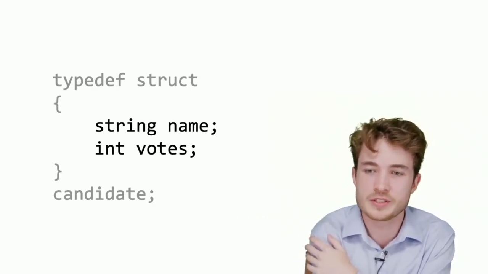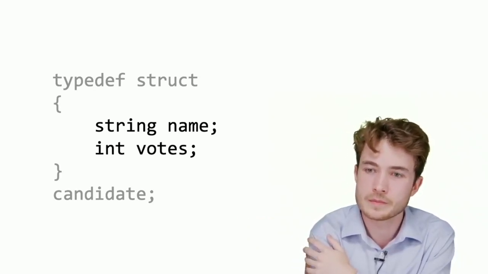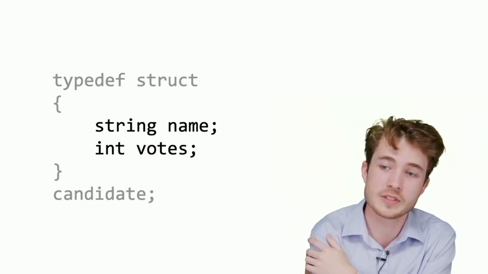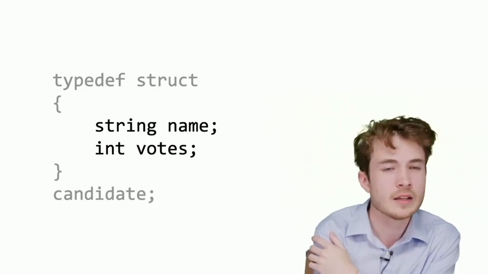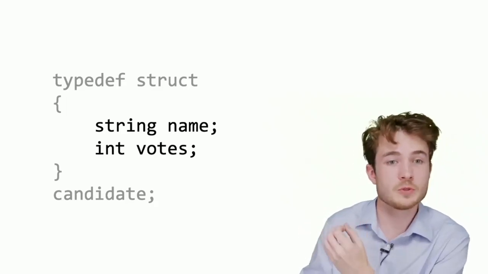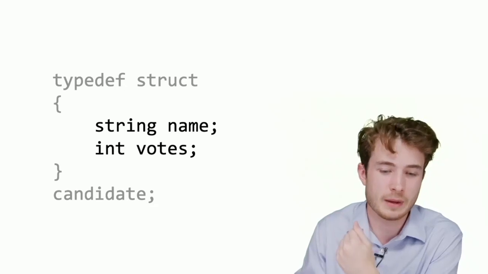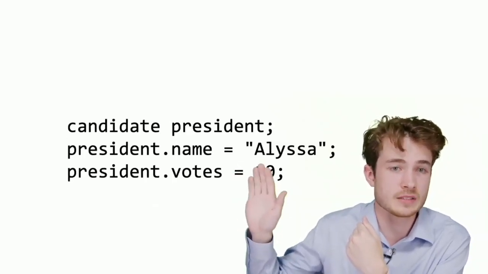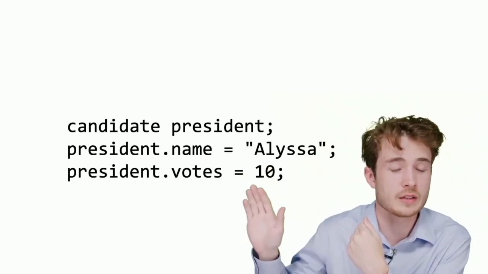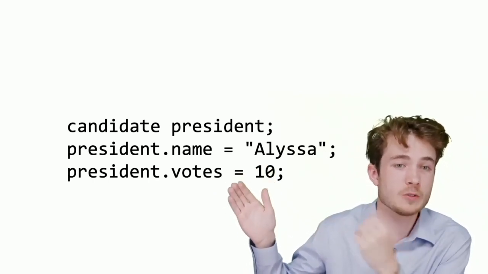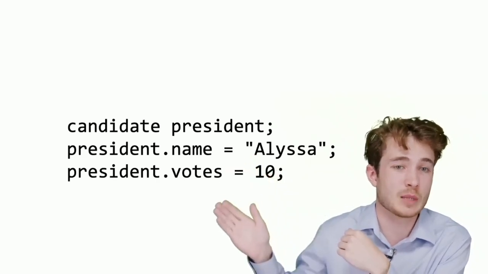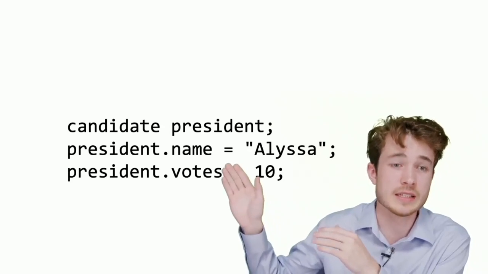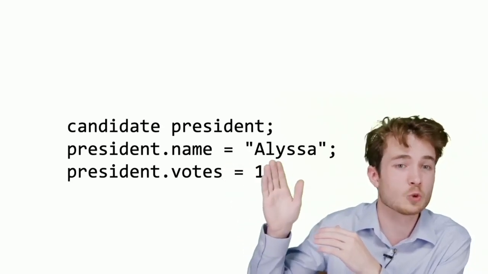I'm seeing some other questions here. Is the C code we need to use in our code to use key value pairs, like a dict in Python? This is maybe similar to a dictionary, if you're familiar with that in Python, in the sense that when we say the president's name is Alyssa and the president's votes is 10, we can later on just get that same value by referencing president.name and president.votes. So similar in spirit to a dictionary, where we're trying to have a key, like name, correspond to a value, like Alyssa.